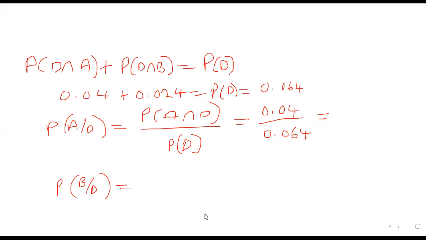The other one. How do we expand it? Probability of B intersection D over probability D. Right. So this was 0.625.